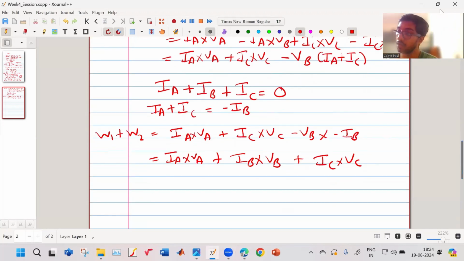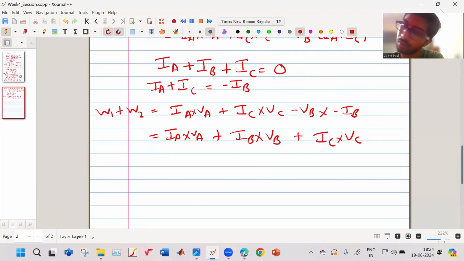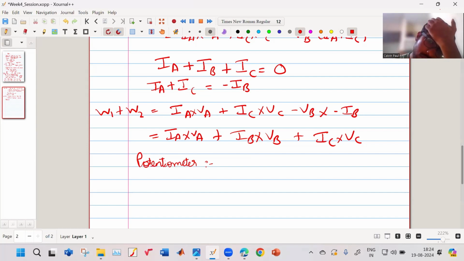Okay. So after this, what did sir teach? Sir taught potentiometer. So why do we use a potentiometer?